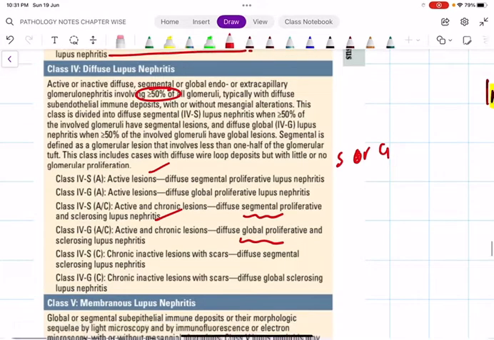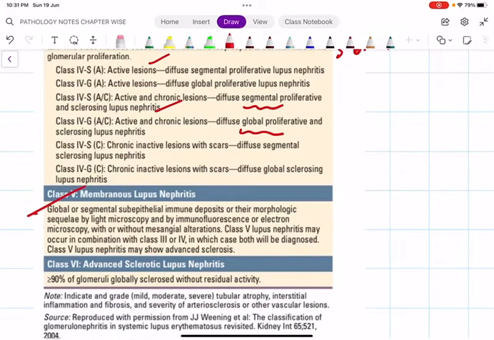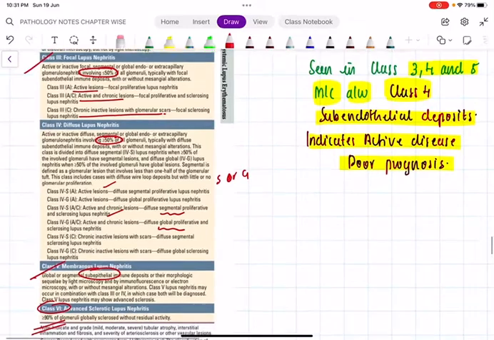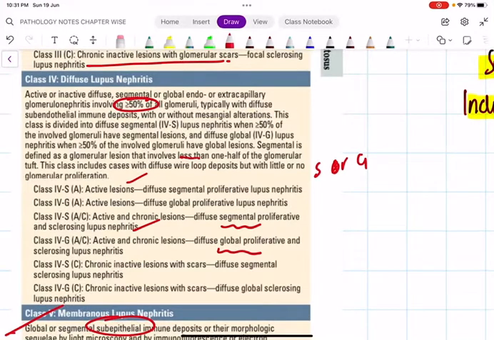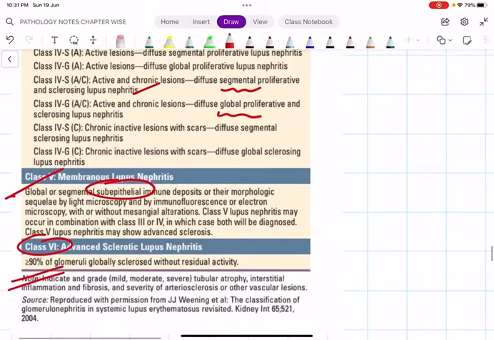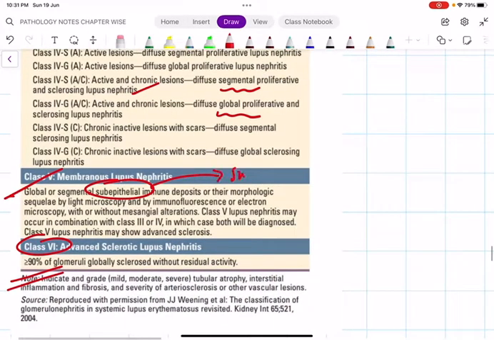Don't worry about the rest of the classes, that's not needed. Then class 5 means subepithelial immune deposits, and class 6 means more than 90%. This is a straightaway table from Harrison, so you can have a summarized view. And in class 4, they have seen diffuse wire loop deposits. Remember, these wire loop deposits are nothing else but subendothelial deposits. Whereas here in class 5 it comes into subepithelial deposits. So this finishes the manifestation.